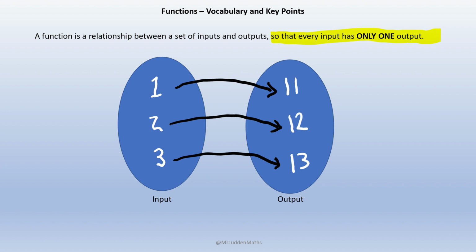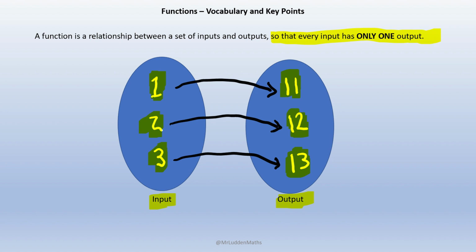To show that in a diagram, I've drawn a set of inputs here, the numbers 1, 2, and 3. Drawn a set of outputs, the numbers 11, 12, and 13. And as you've seen, I've drawn arrows between certain pairs of numbers. So as you can see, I've joined 1 and 11, 2 and 12, 3 and 13.